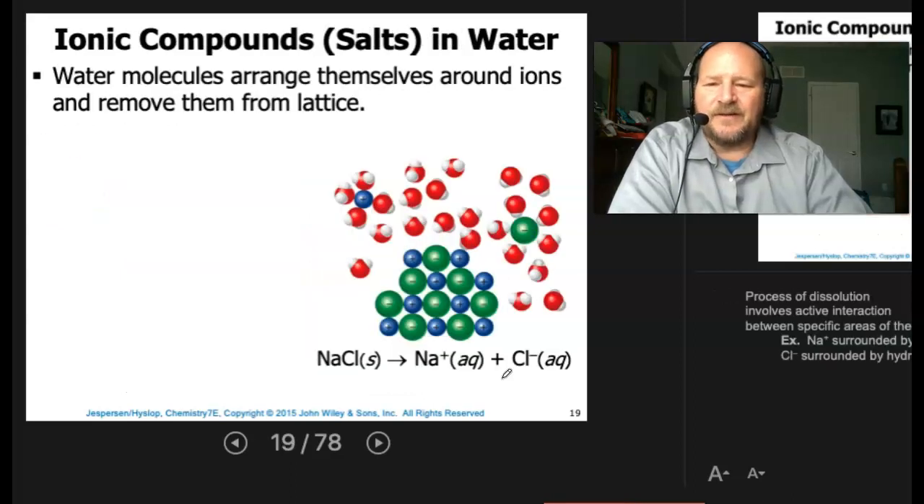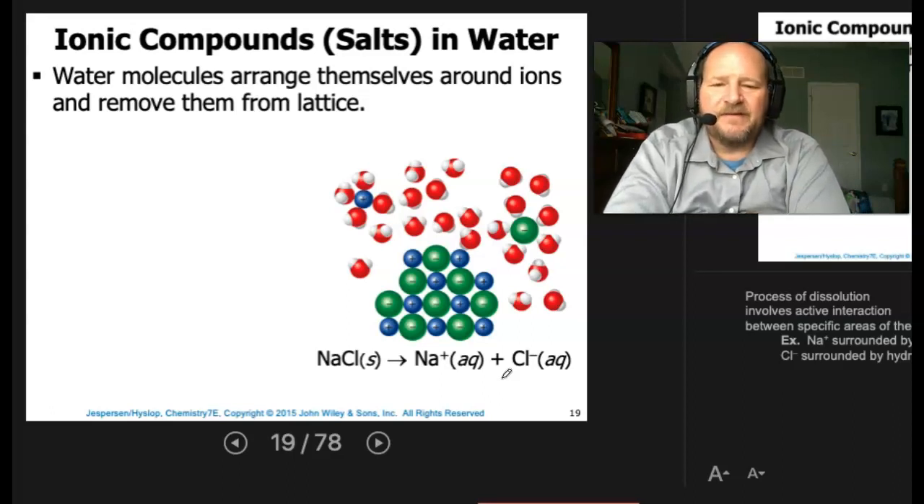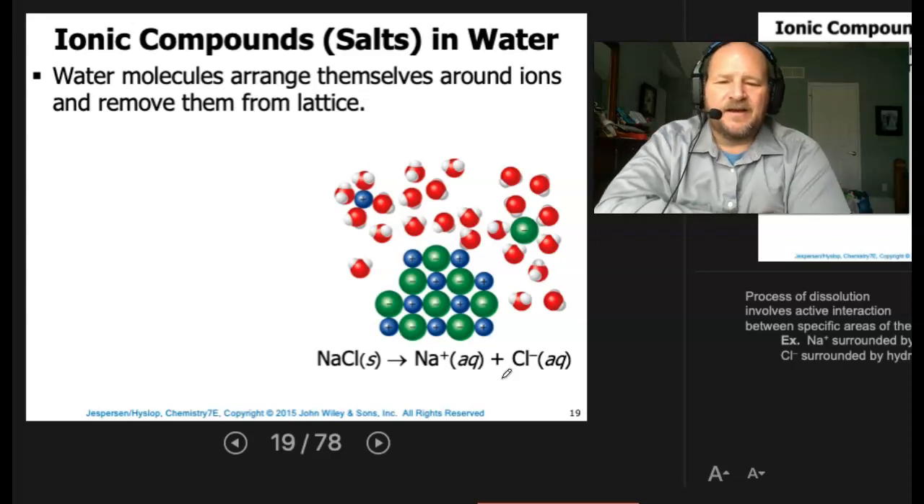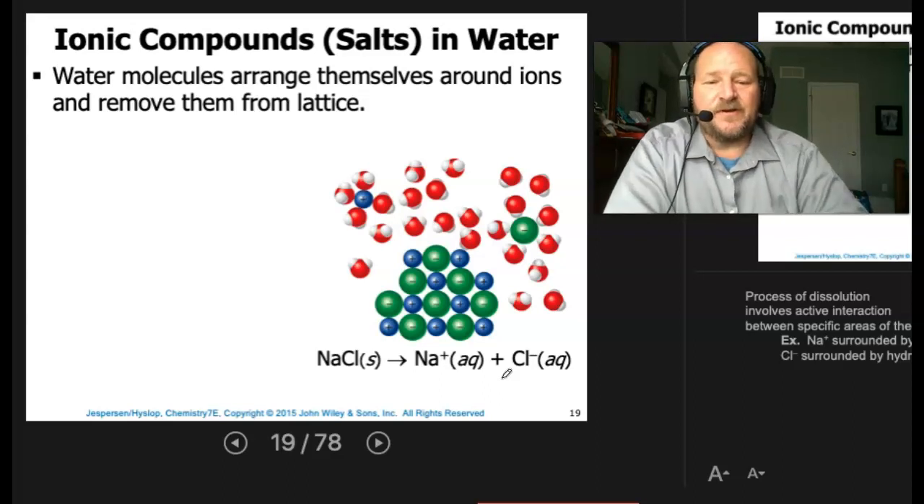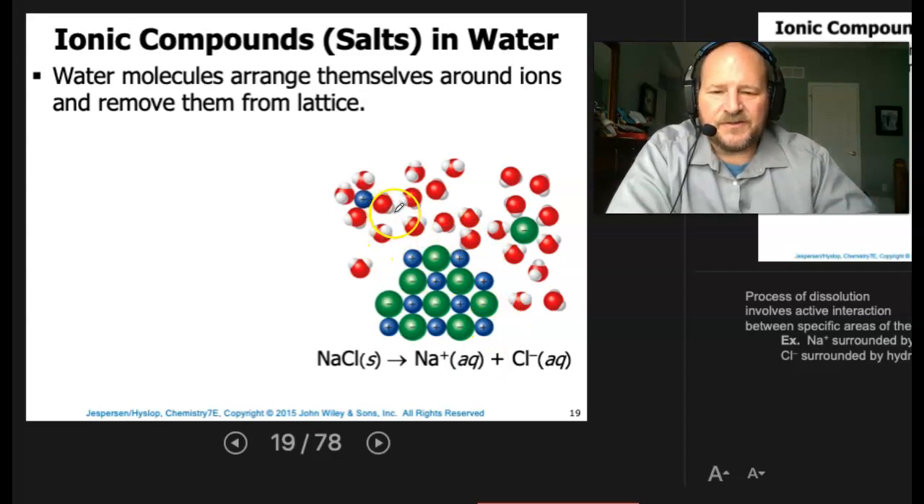Why? Well, let's look at this. Water molecules arrange themselves around ions and remove them from the lattice. So now what we have are a bunch of charged particles floating around in water. And this could be a tough concept to wrap your head around. If it's not, that's great, because if you can take this thinking through with you, then you'll make a lot of sense out of reactions. So remember, to get things to react, we've got to get them moving. And so what happens here is the water dissolves these particles, pulls each one off.